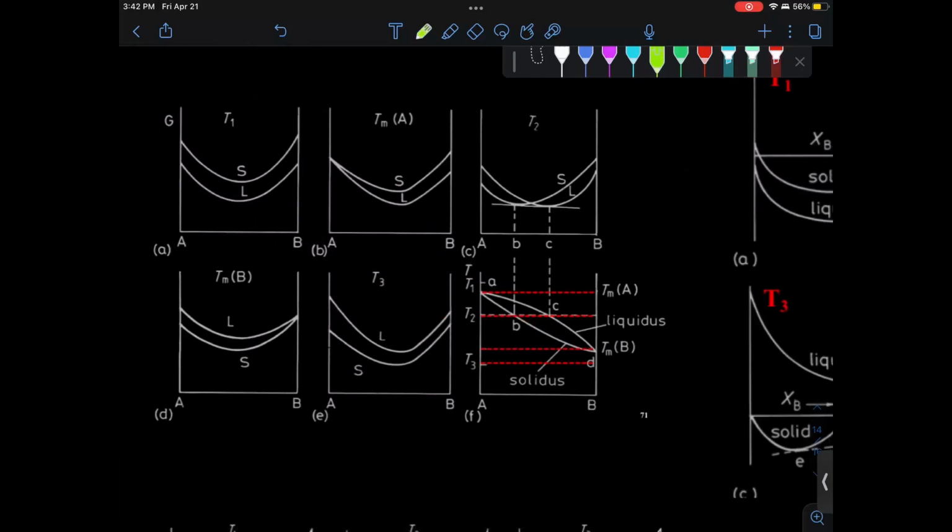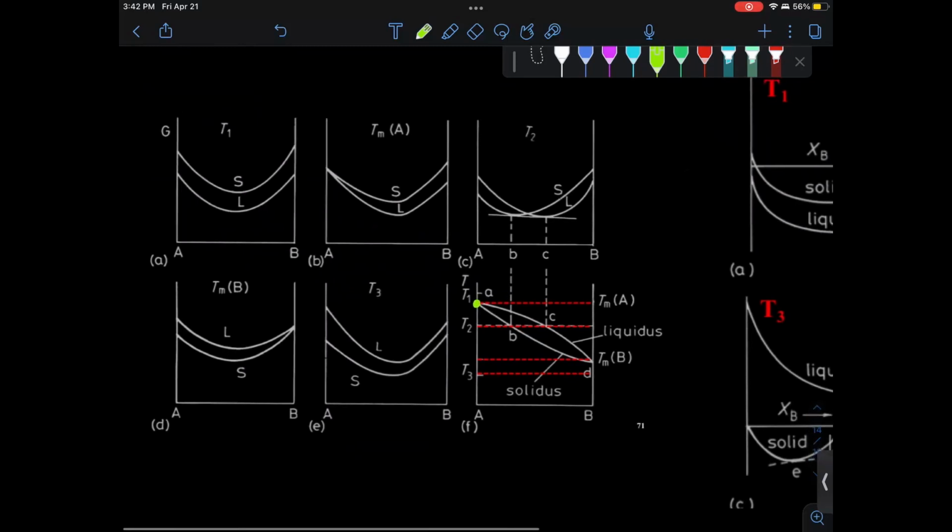This first one has three different Gibbs free energy curves. Right here at T1, we have all liquid, which means the liquid curve must be underneath the solid curve, and that's exactly what we see. When we go down to the melting point of A, if we are completely at A, when we reach this point, this is the melting point. At the melting point of A, we begin to see some crossover of the solid and liquid curves.